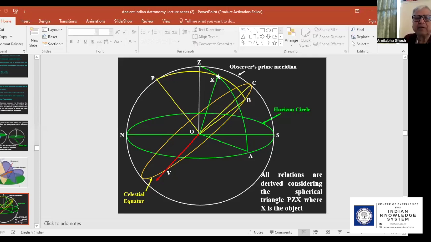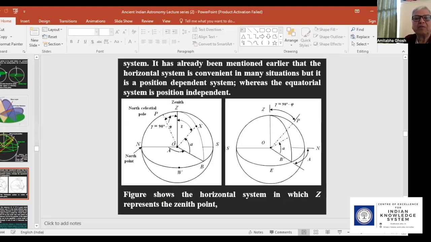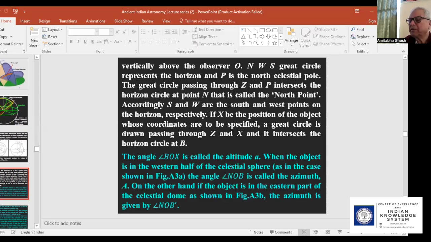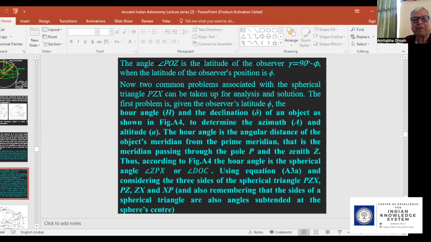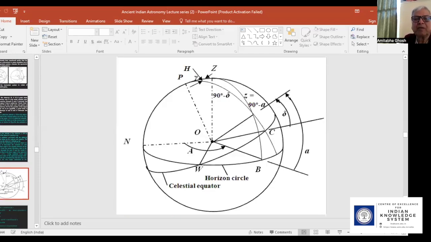So I think, therefore, this horizontal system to equatorial system, we have discussed in great detail, and this is the same thing we have done, that is explained here. I hope my explanation was perfectly all right, but you can keep this for future reference. So this is what we have done.